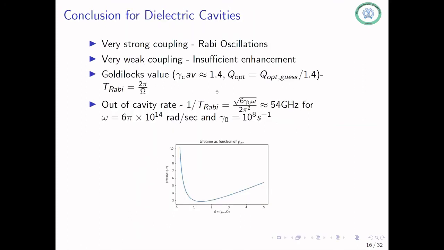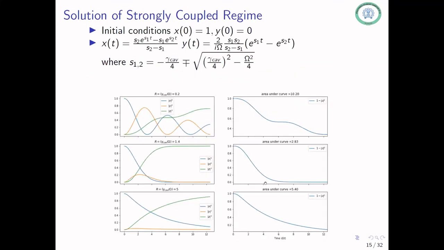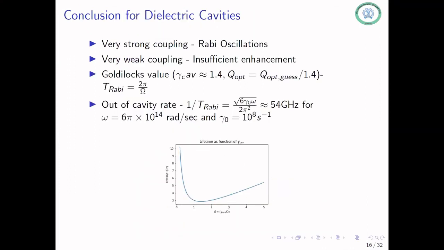So basically at this Goldilocks value, you can again see that by about t equal to 2 pi, you're definitely having a photon outside the cavity. So that's your Rabi time, and based on that, you can take the out of cavity rate as 1 over t Rabi, which again, putting in correct numbers, evaluates to 54 gigahertz.